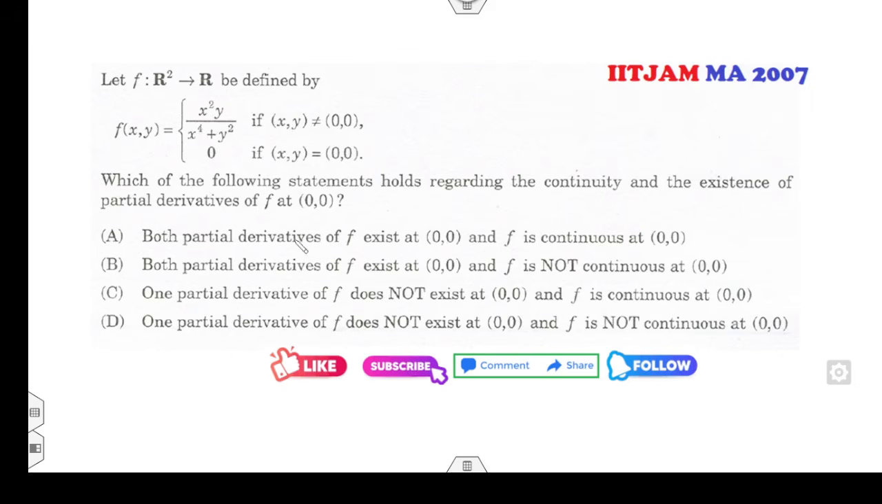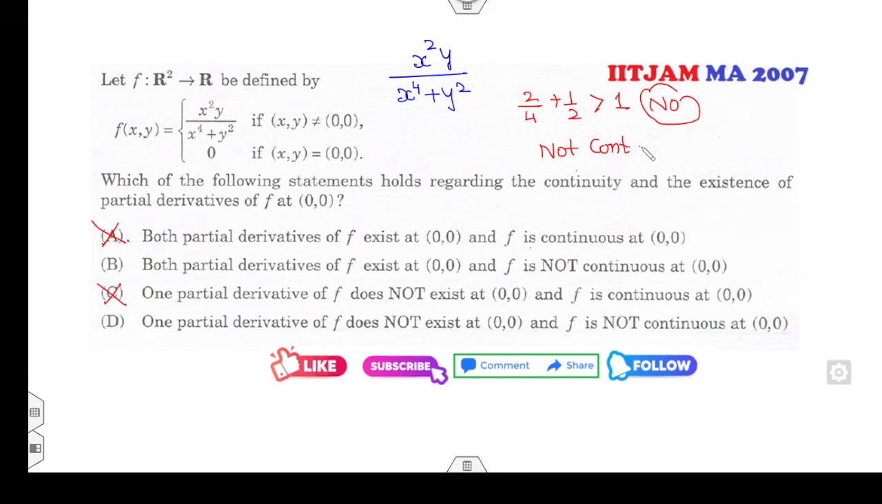Okay, which of the following partial derivatives exists? Is the function continuous or not? Look, a polynomial has come. Check whether this is continuous or not: 2 over 4, 1 over 2. Is it greater than 1? No. So that means the function is not continuous. First option is cancelled, third option is cancelled. Moreover, the function is not continuous, which implies the function is not differentiable. So differentiability is not discussed anywhere.